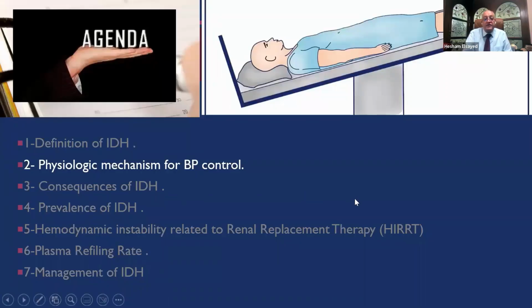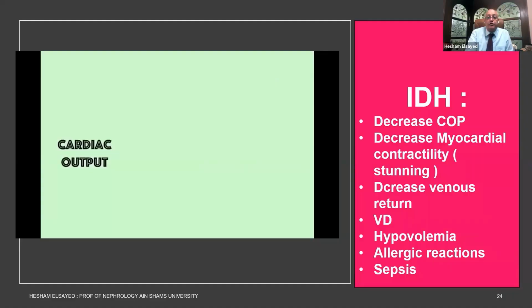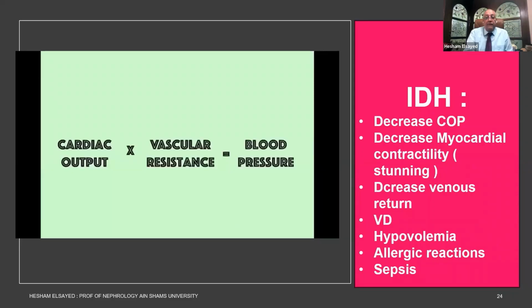So looking at the physiological mechanism of blood pressure control to understand the pathophysiology of intradialytic hypotension, we can find an increase in the cardiac output by different receptors and different reflexes, like increased preload and plasma refilling, and increased peripheral resistance, including the autonomic function, the adrenal receptors and the calcium channel. So impairment of any of that, of the cardiac output or the peripheral resistance, will significantly induce intradialytic hypotension. For the juniors, what's the cardiac output?